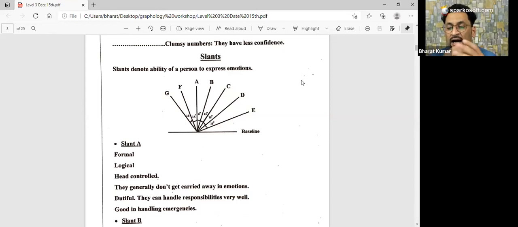ऐसा नहीं हो सकता कि जिसका slant है आप उसे emotions के बहाव में बहा के ले जाएं. You can't blackmail or use the person just by using your emotions. So this is very important.